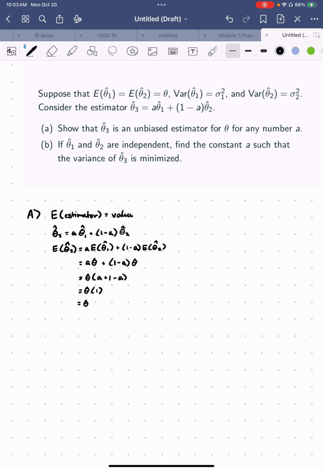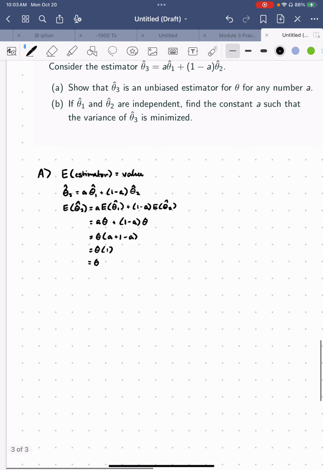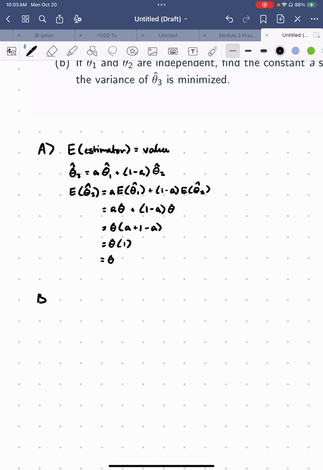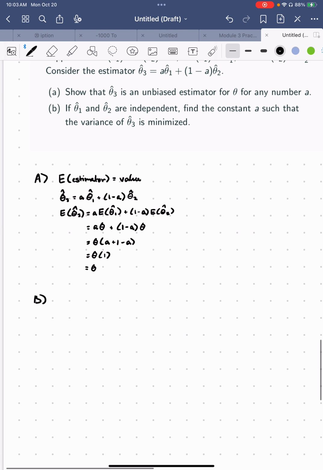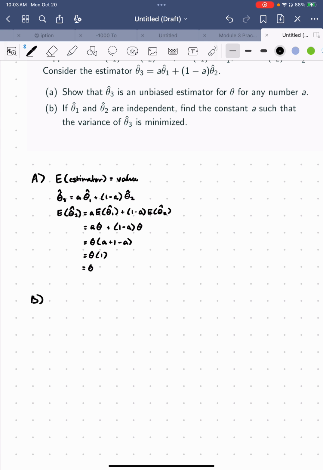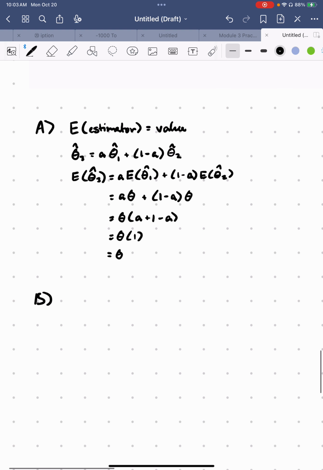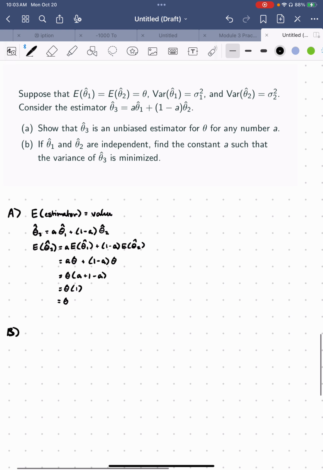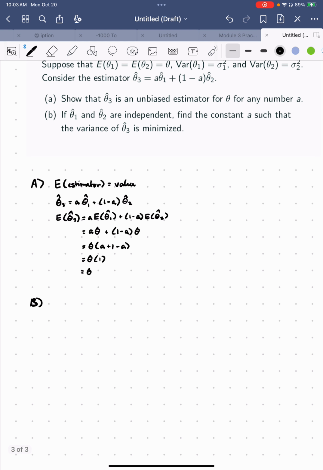Okay, so now for part B, we have theta hat 1 and theta hat 2, and we say that they're independent, and we want to find a constant A such that the variance of theta hat 3 is minimized. So let's see what we need to do. So we can take our formula again, and we can find the variance of theta hat 3.